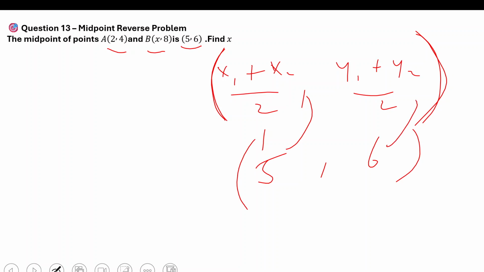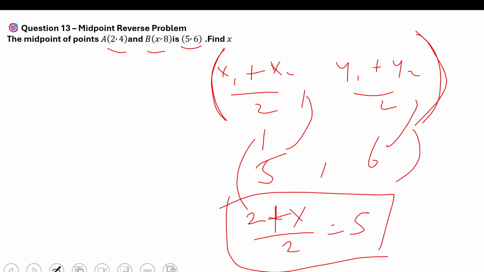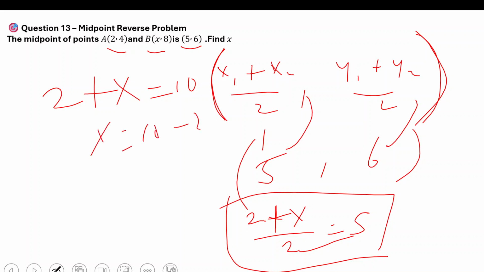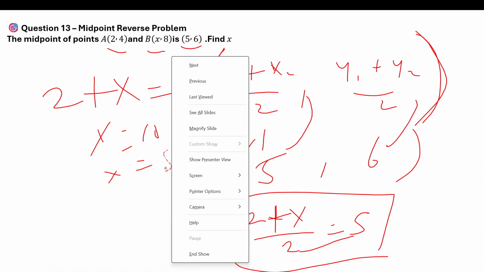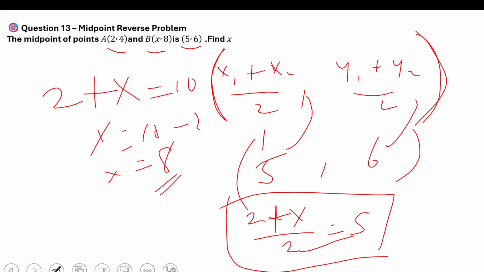So it means that (2 plus x) all over 2 is equal to 5. This is what I'm interested in. This is the equation. So 2 plus x is equal to 2 times 5, which is 10. So x is equal to 10 minus 2. So x is equal to 8. So for that midpoint, x is given as 8.